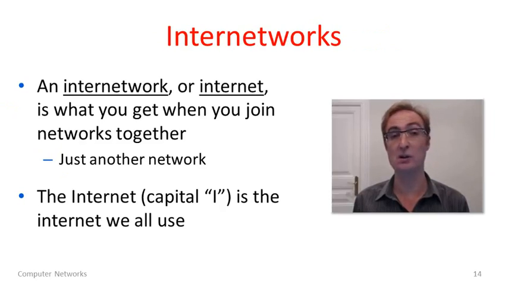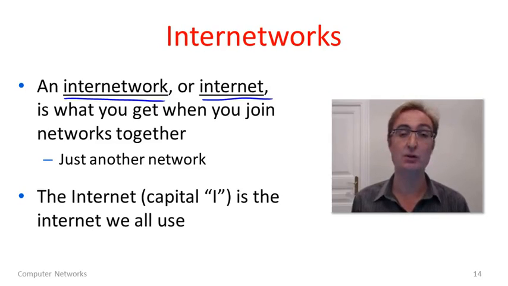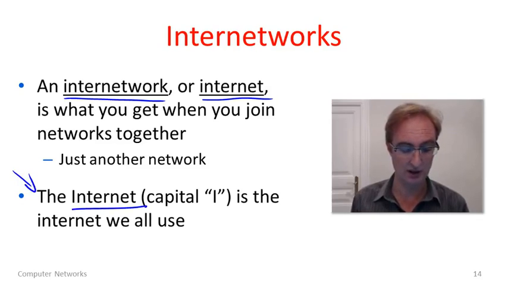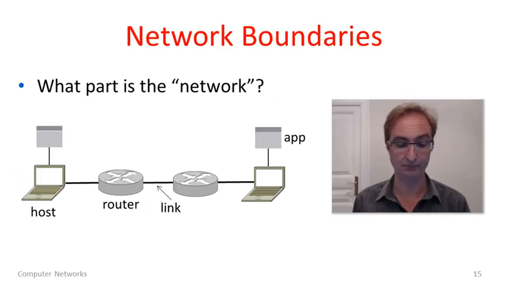Actually, I can tell you a little bit more about internetworks. So an internetwork, which we shorten to be the word internet, is what you get when you join networks together. Now, from our point of view, when you join two networks together, you're getting an internet, but it's just another kind of network which we can manipulate in the same way. There's also a very special internetwork. It's called the Internet with a capital I. That's the internet, the connection of networks that are all lumped together, which we all use every day.